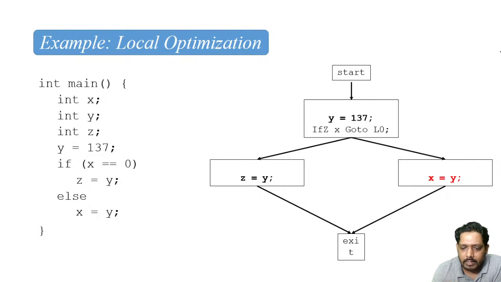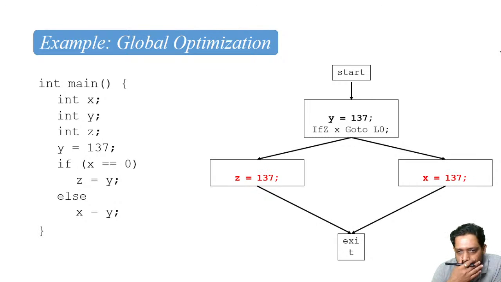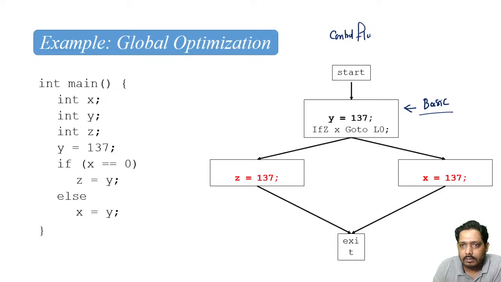Globally, what can we do? Instead of y, we can write z is equal to y. There is scope for a global optimization, and we can write both values as 137. So local optimization works with a basic block, and global optimization works on the entire control flow graph. This is the basic definition of what I explained: local optimization and global optimization.